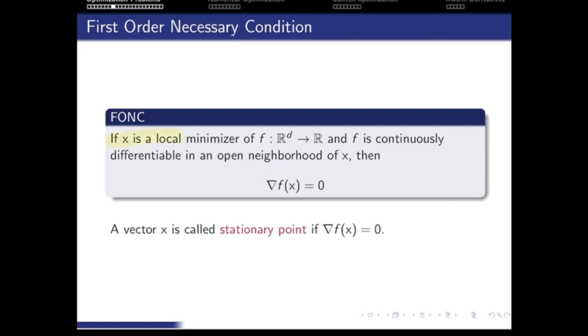So if we have a local minimizer x from our function, which maps from a d-dimensional space to the real numbers, and f is continuously differentiable in an open neighborhood of x, then the gradient is equal to 0. And a vector x is called a stationary point if the gradient is equal to 0. So what we do here is we substitute the derivative we had for one-dimensional functions with the gradient, but the concept is the same. So every minimum, even in higher dimensions, has to be a stationary point.